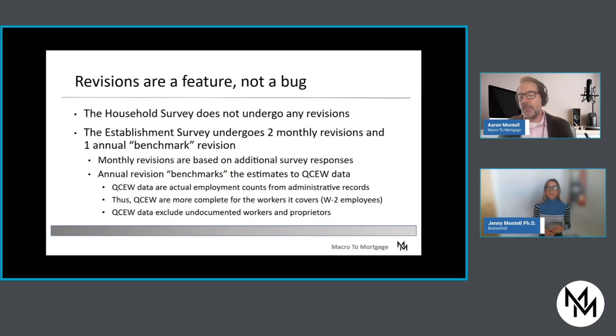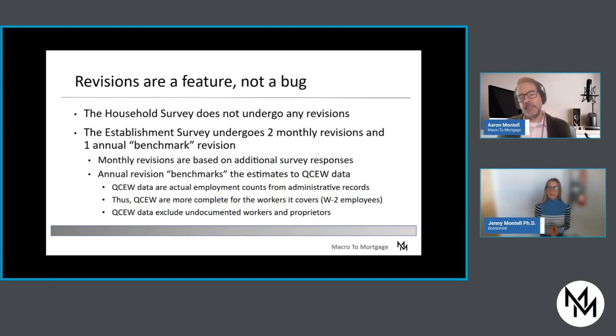And so the establishment survey, on the other hand, does undergo revisions. It has two monthly revisions in the 2 months following the initial release, and then one annual benchmark revision. And they call it a benchmark revision because the data get benchmarked to those QCEW data that I mentioned earlier. So the monthly revisions are based on additional survey responses. So just more responses come in, and so the numbers get revised, the model gets rerun based on the additional data. And then the annual revision benchmarks the estimates to the QCEW data.